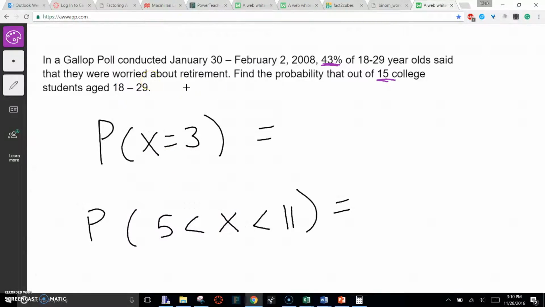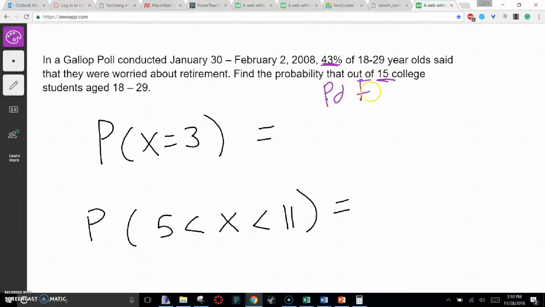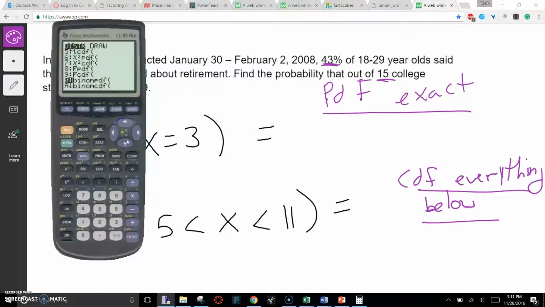So here's how you're going to type all this stuff into your calculator. When I pull up my calculator, there are two major commands under distributions. If I scroll all the way down here, there's a PDF and a CDF. The PDF is going to give you exact answers. The CDF gives you everything below. I'm not quite sure what the P and the C stand for, but I just know the PDF is the exact answers, and the CDF is everything below. Since this is an exact answer for the first one, we're going to use Binomial PDF. We're going to hit that.